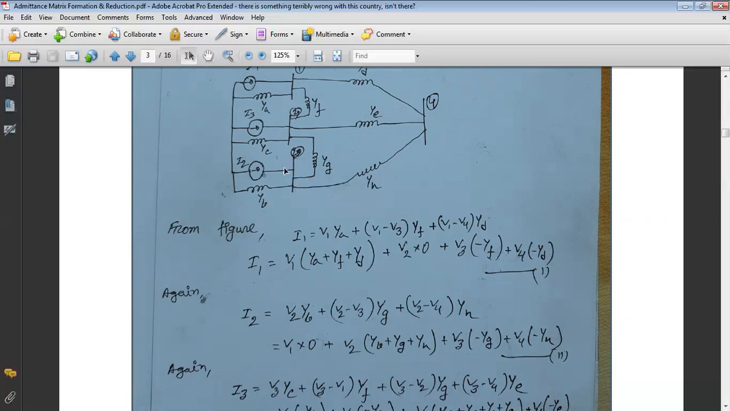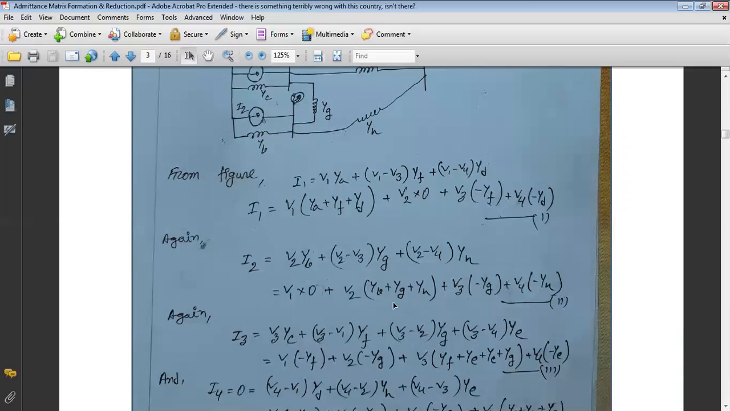And leaving current here, the bus voltage is V2, so V2 into YB. And next, from V2 to V3, that is V2 minus V3 into YG. And finally, V2 minus V4 into YH. And here we can rearrange the equation and find out the coefficient of bus voltages.